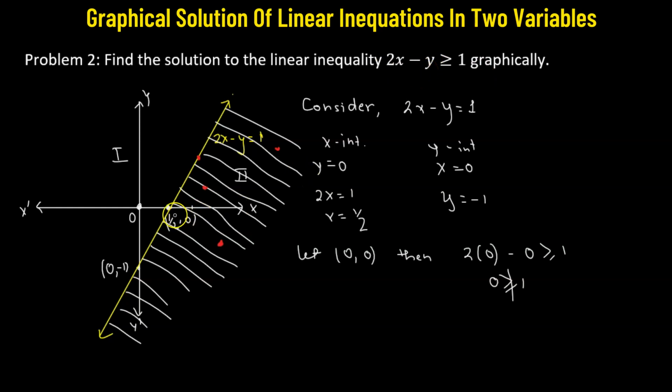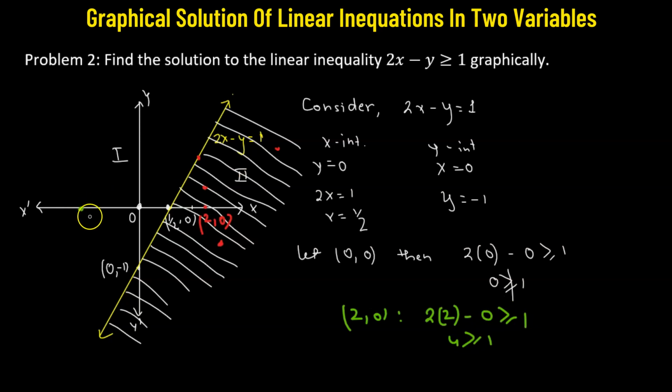For instance, let's say we choose the point (2, 0), and we'll see that this is definitely going to satisfy the given linear inequality. So we have (2, 0), which means we have 2 multiplied by 2 minus 0 greater than or equal to 1. So that's 4. 4 is definitely greater than 1.